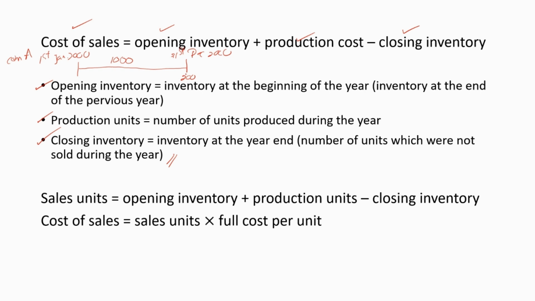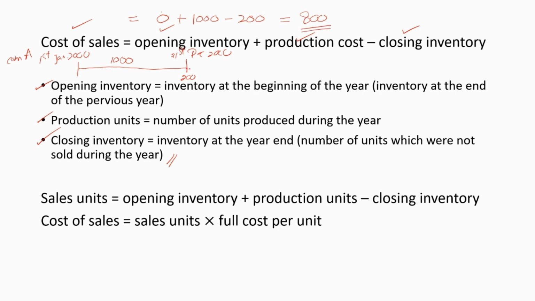So now let's calculate the cost of sales for this company for the year 2000. The opening inventory was 0 and they have produced 1000 units and they have 200 units left. This is the closing inventory, which means they have sold 800 units during the year.